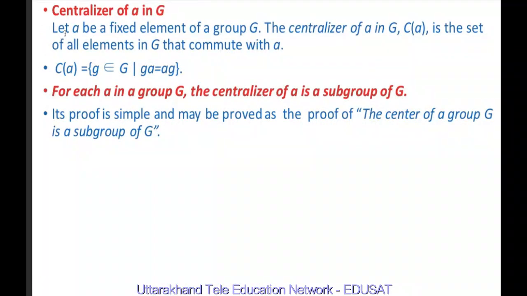Next is the centralizer of A in G. Let A be a fixed element of a group G. The centralizer of A in G, C(A), is the set of all the elements in G which commute with A. Here A is the fixed element. So C(A) is equal to the set of G belonging to G such that GA equals AG, and A should be the fixed element.